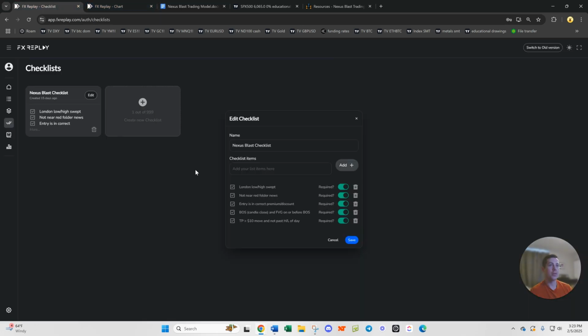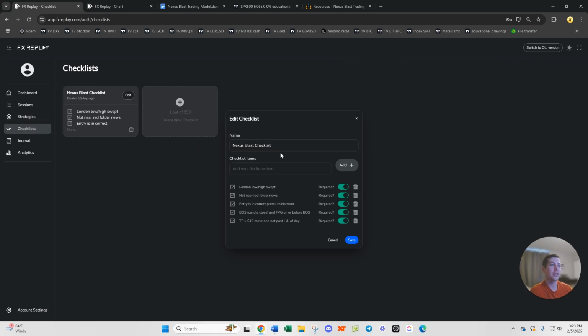And I really want to start by showing you guys this really cool feature called checklists. So within FX replay, you can come into this checklist tab over here on the left and add a checklist. Say you have a strategy and you're having a hard time making sure you follow all the rules, and this is a really good way to add all the different criteria that you need for a valid trade setup.